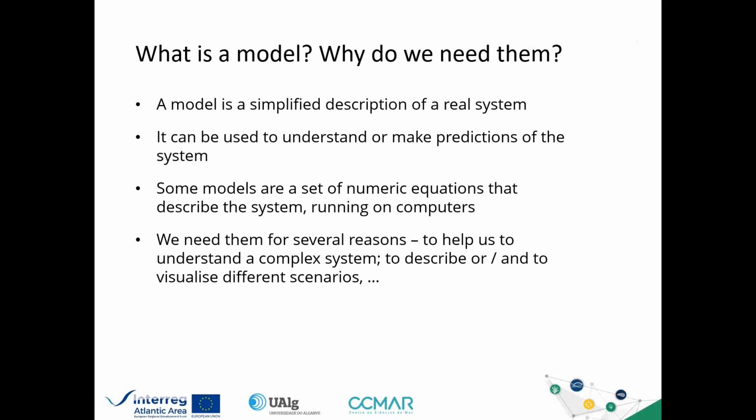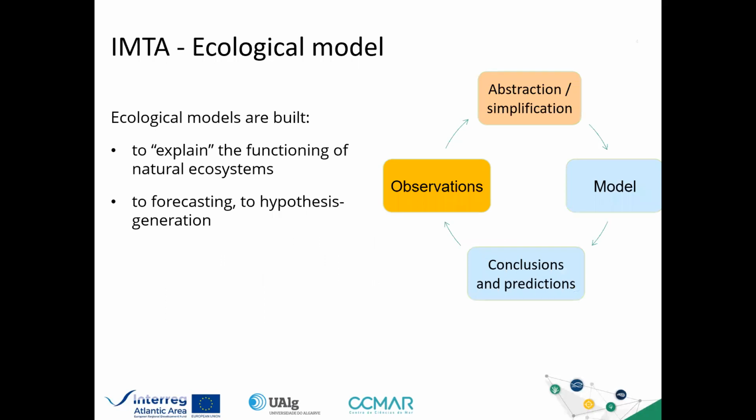We need them for several reasons, to help understand complex systems, and we are working with complex systems because we are working at the ecosystem level. So we are working at the limit. We can be working with hundreds or thousands of species, the interactions between them, and the effects of abiotic factors on those species and on all the functions of the ecosystem. So it's a very complex system. We usually have a set of observations, and from that we abstract and simplify. Of course, we need to simplify it. As I told you, ecosystems are very complex.